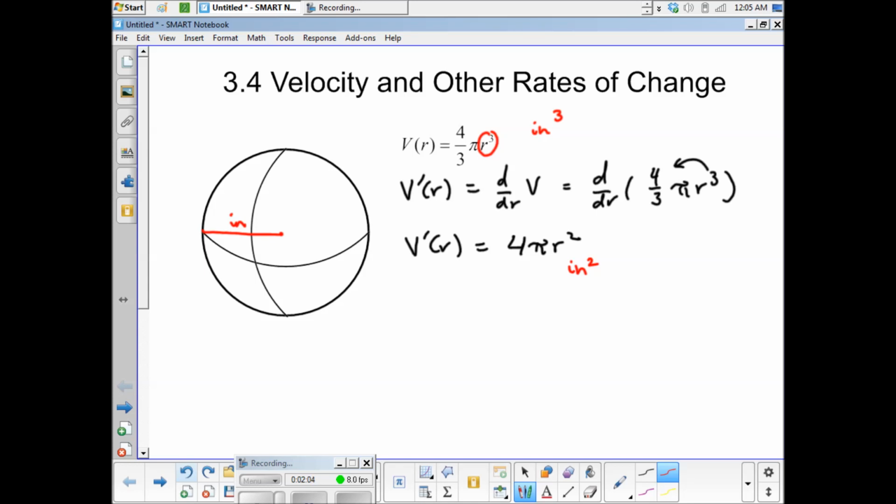Now that might surprise you at first, in that why would taking the derivative of the volume provide us with the surface area? Well, it turns out it makes good sense. Let's look at why.